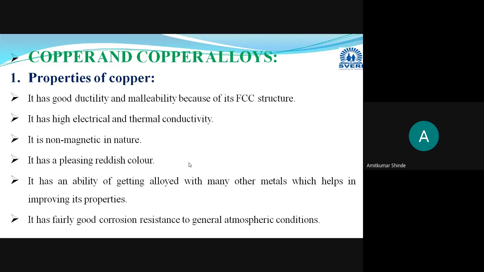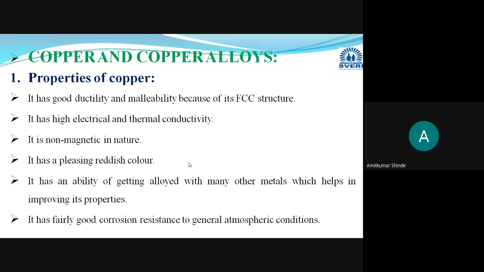Now, what is the meaning of brasses? When in the copper alloys, copper is the base element and zinc is the alloying element, means alloy of copper and zinc, it will be termed as brass. Alloy of copper and zinc will be termed as brass. And if copper is forming alloy with any other element other than zinc, then that will be termed as bronzes. In this way, copper alloys are classified in two types, brasses and bronzes.